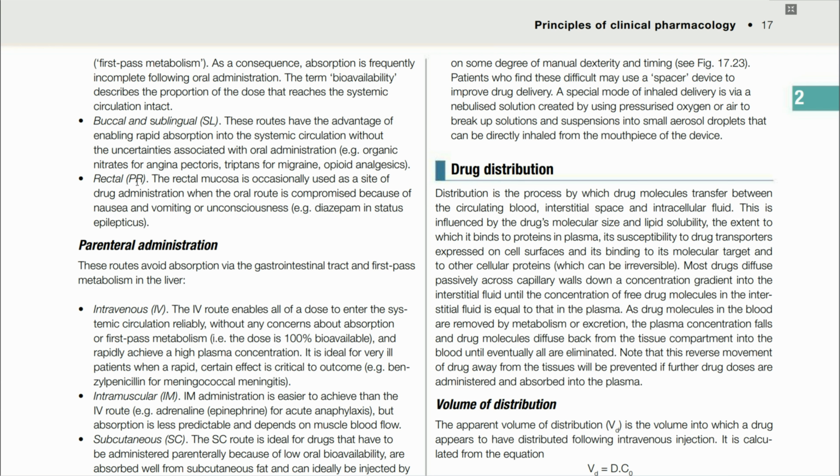Rectal (PR). The rectal mucosa is occasionally used as a site of drug administration when the oral route is compromised because of nausea and vomiting or unconsciousness. Example: diazepam in status epilepticus.